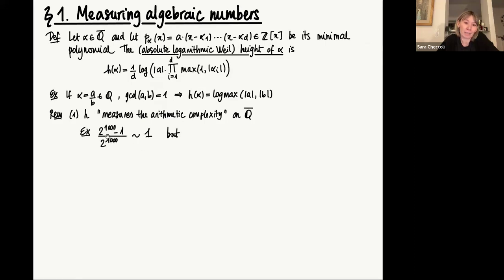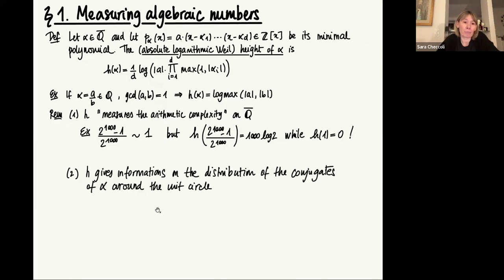If, for instance, we look at these two numbers, one and this fraction here, they are almost the same, but this is a way more complicated way of writing almost one. And actually, using the property that we just saw for rational numbers, you can see that the height of the fraction is 1,000 times log of 2, while the height of 1 is 0. And this measures the fact that to write almost one in this form, you need to store way more information. Also, by the definition that we have here with the Mahler measure, it's clear that h gives information on how the conjugates of alpha are distributed around the unit circle.